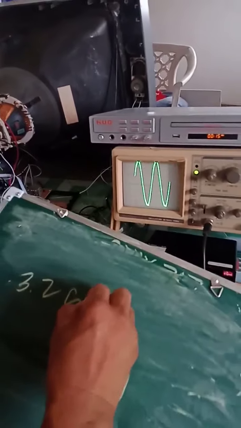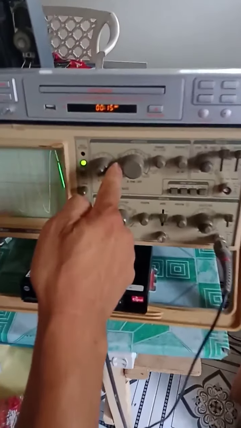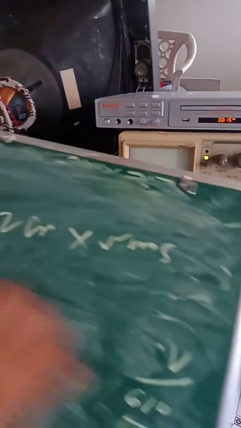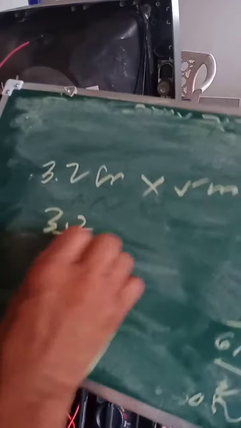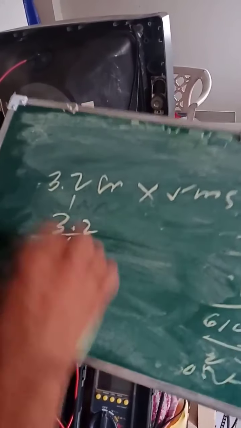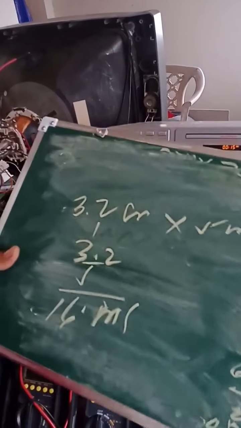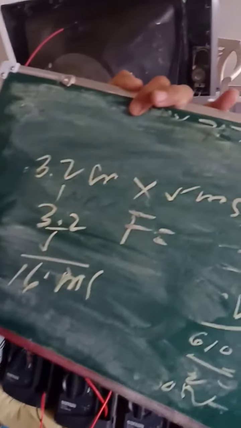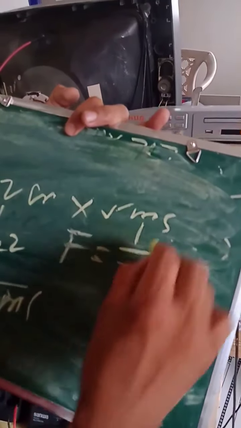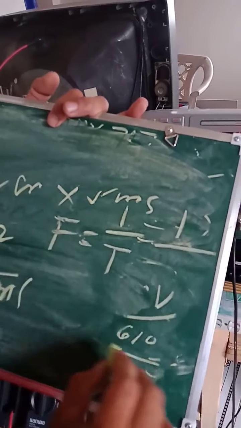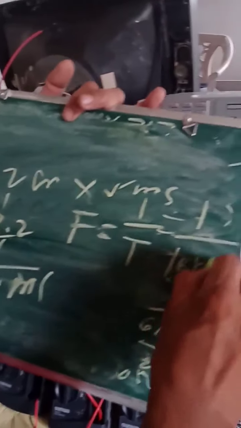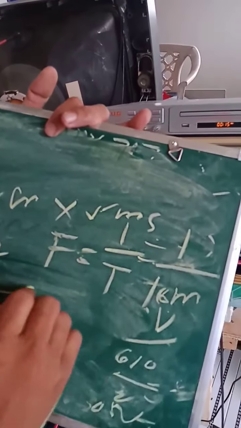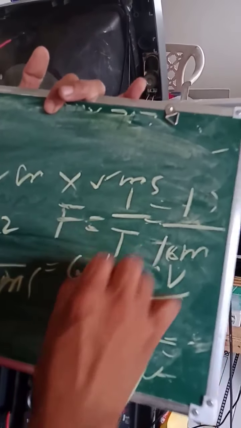3.2 centimeters times the range we are using now, which is 5 milliseconds. So 3.2 times 5 milliseconds is 16. So we have 16 milliseconds. That is now the time period. To get the frequency, the formula is frequency equals 1 over t, or time. By substitution, 1 divided by 16 milliseconds, the result is 60 hertz.